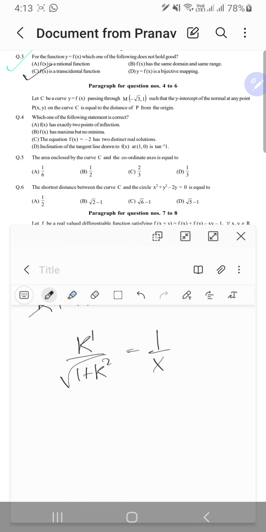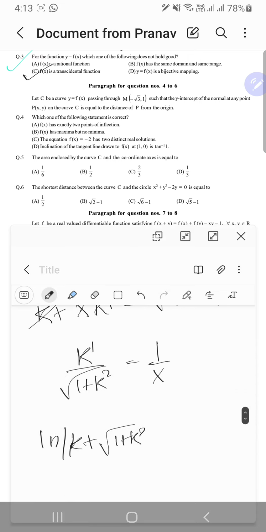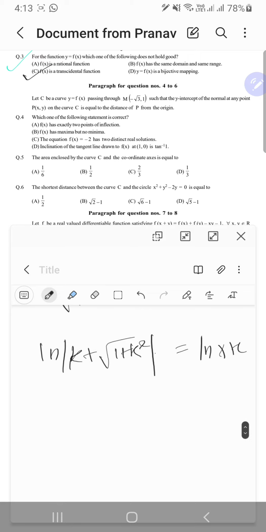So we know how to integrate these kinds of functions, right? 1 upon square root of quadratic. This would just be natural log of k plus square root of 1 plus k squared. And notice that this is positive. Well, it doesn't matter. Equal to natural log of x plus c, right? So yeah, this would be k plus square root of 1 plus k squared equal to Ax for some value of A. I already used c once, so that's not good, say capital A.